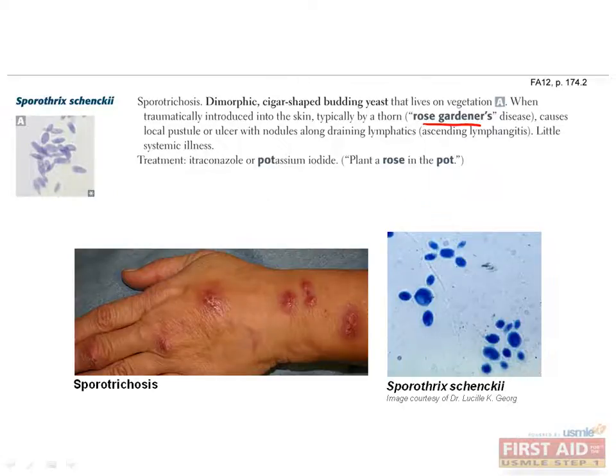And that is it for the fungi that you should know. Next, we'll talk about parasites, which include protozoa and worms.